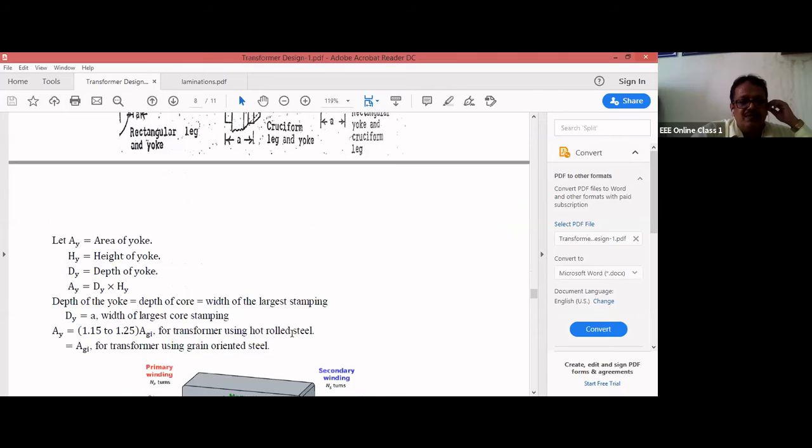So what do you get here? Dy is equal to the width of the largest core stamping. So Ay is equal to 1.15 to 1.25 of Agi for a transformer using hot rolled steel. And Ay is equal to Agi for a transformer using grain oriented steel. Rarely we are going to use this. If I want to find out the area of the yoke, it is nothing but depth of the yoke into height of the yoke.